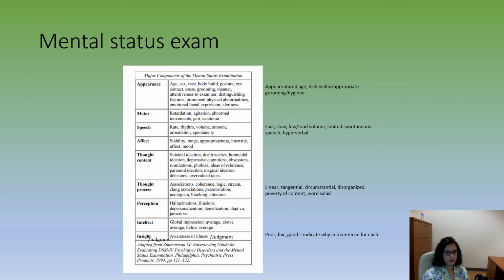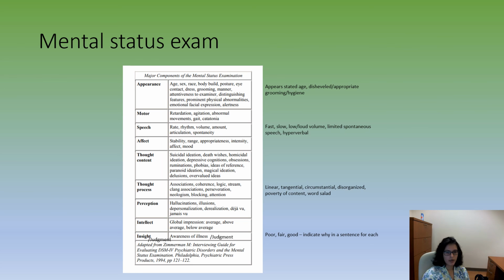their attitude towards you, any tattoos or prominent physical abnormalities. You might also comment on lines and drains or other medical apparatus. Motor, you'll talk about any abnormal movements such as tremors or tics, and gait if you do observe their gait.